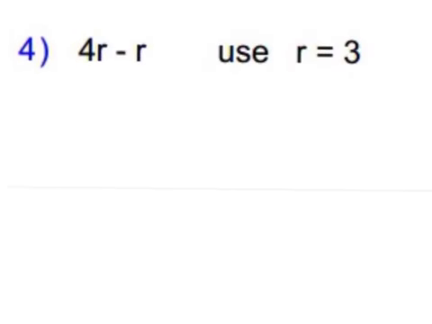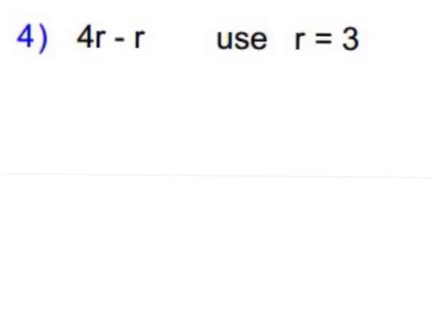Here I see we have 4r minus r. And it says use r equals 3. We're going to substitute 3 for the r. So when I'm looking right here, I see this r and this r. And we're going to remember that this r is going to be 3.